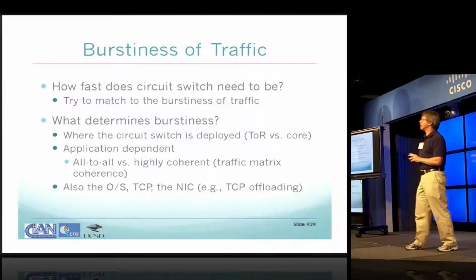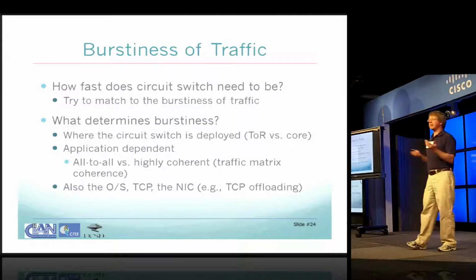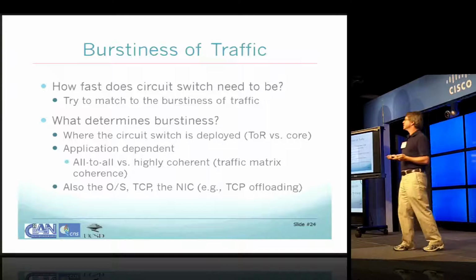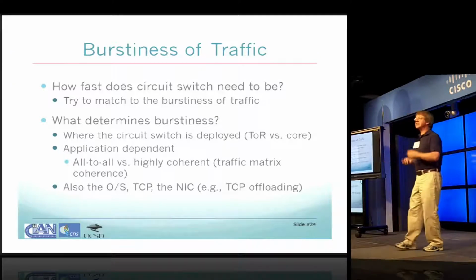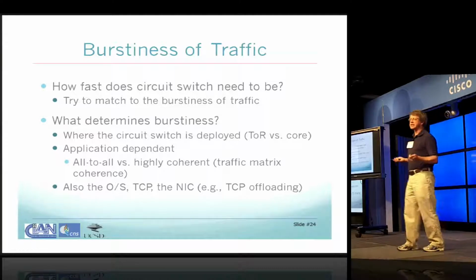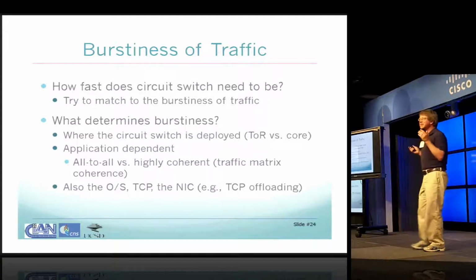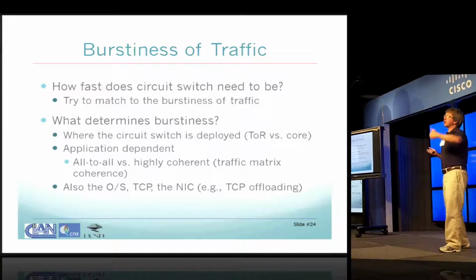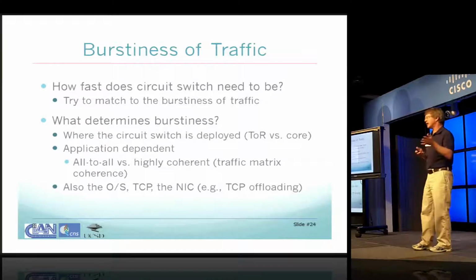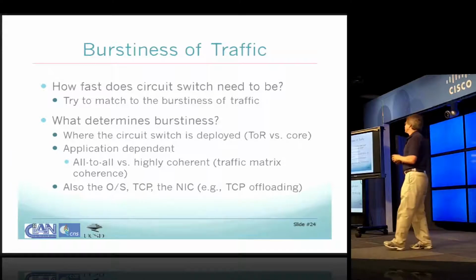We call that flying under the radar, meaning that from the application side, it never knows that we're setting up and tearing down circuits. It never sees it because we set up and tear down the circuits on a time scale that TCP isn't sensitive to. Okay? So that then defines how fast the circuit switch needs to be. And you basically try to match the speed of the circuit switch to the burstiness of the traffic.